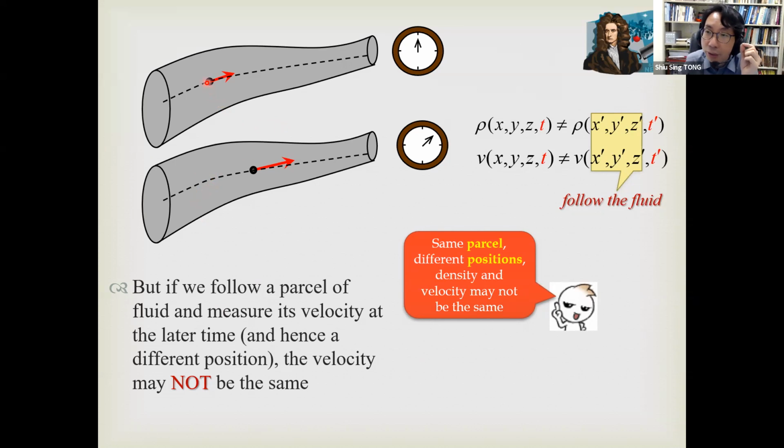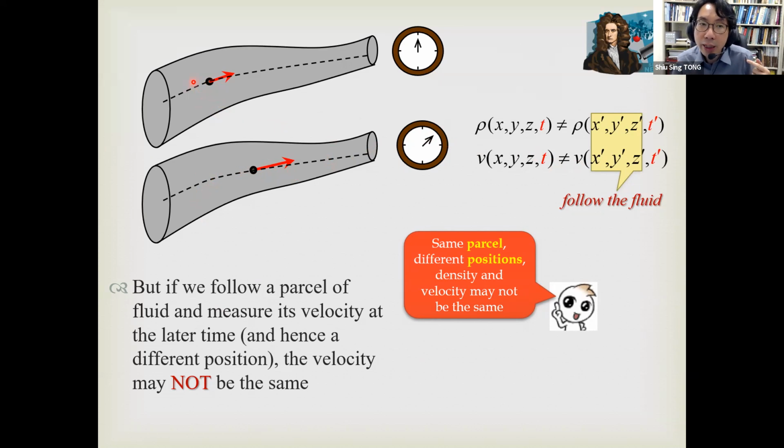So at a certain time t, suppose I'm here, right? And at a later time t prime, because of the fluid flowing, I'm carried to another position. I just follow the fluid flow. I just have the same velocity as the fluid that surrounds me. Okay, so I go to another position.